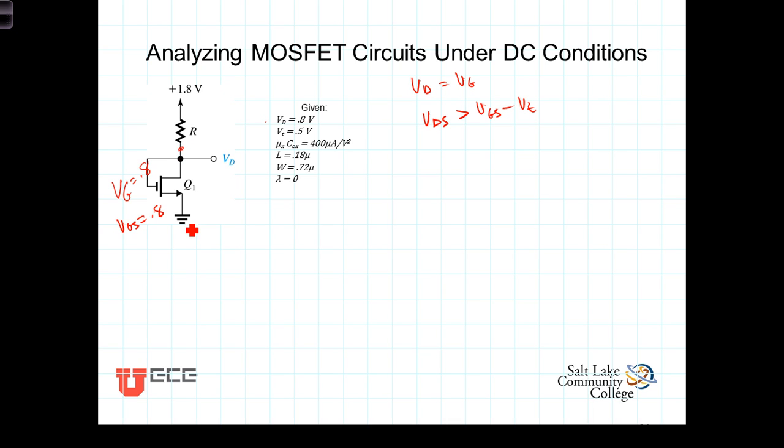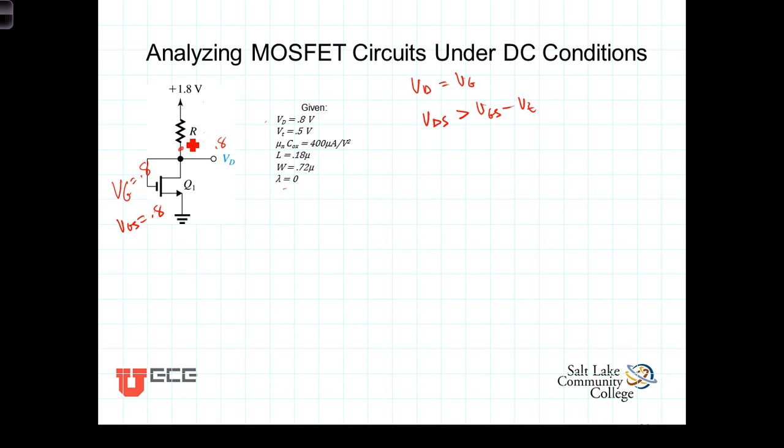Now we've been given all of the physical parameters of the transistor and told to neglect the channel length modulation. Lambda is equal to 0, in other words. So we can calculate the current, and given that we know that the voltage here is going to be 0.8 volts, we'll know that the voltage across the resistor is 1.8 minus the 0.8, or 1 volt.